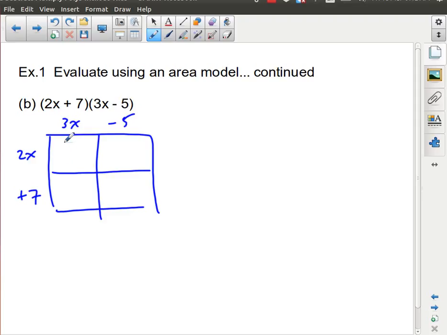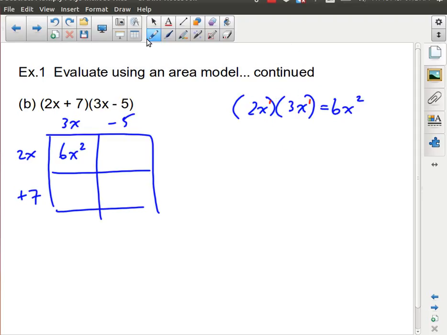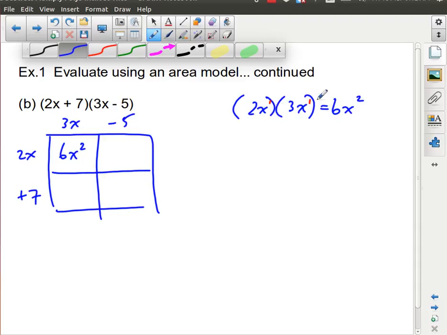2x times 3x is 6x squared. When you multiply 2x times 3x, this is a review from grade 9. What you do is you multiply the constants together, so 2 times 3 gives you 6, and you multiply the variables together. x times x gives you x squared. Don't forget that this is x to the 1 and x to the 1. When you multiply these together, you add the exponents, so 1 plus 1 gives you 2.